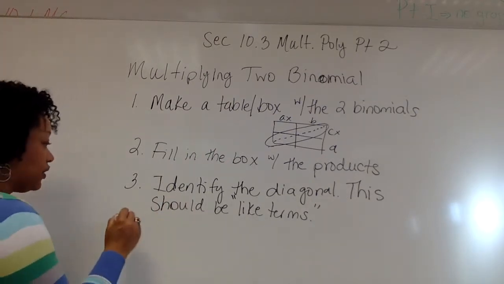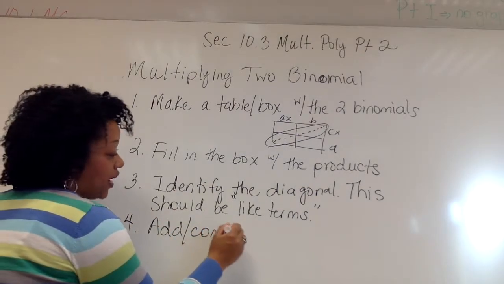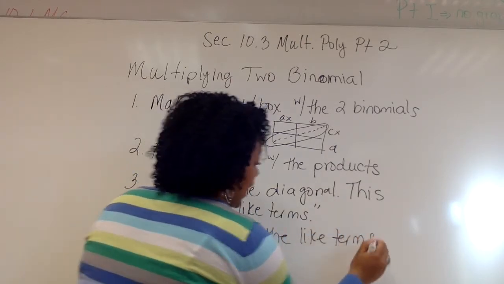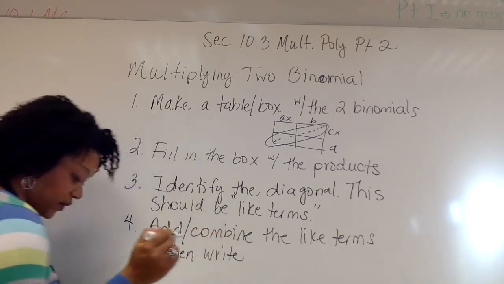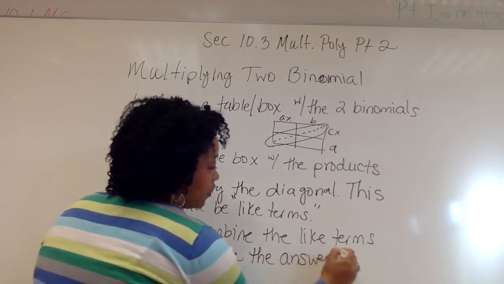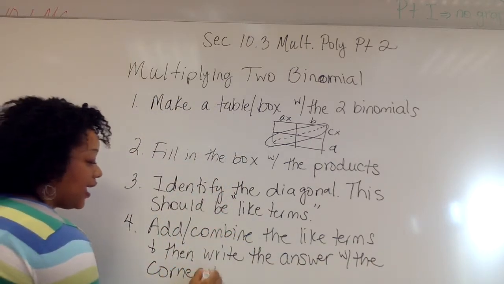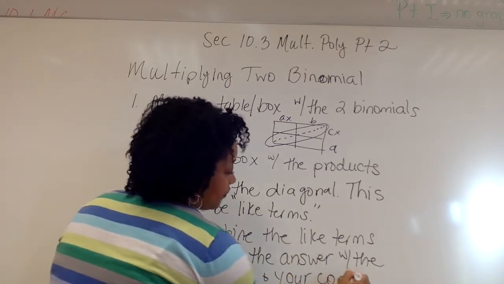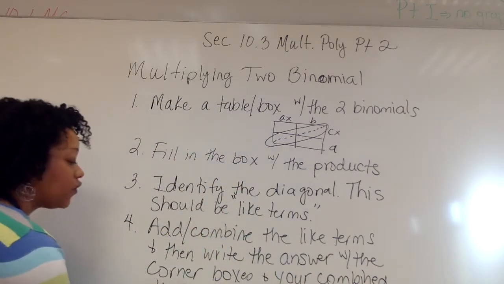Last step, you're going to add, or we'll say combine, because you may be subtracting, the like terms, and then rewrite the answers, because there's just going to be one answer with the corner boxes and your combined like term. Okay? So 4 quick steps.